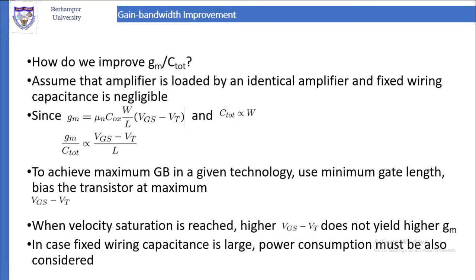Now, how to improve it? How do you improve the gain bandwidth product? Or how do you improve GM by C total? Well, this will complete our discussion for today.